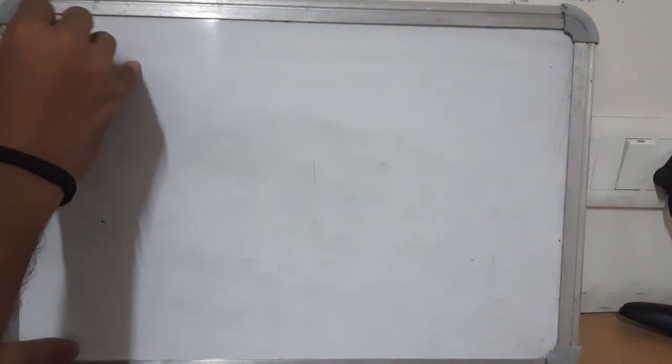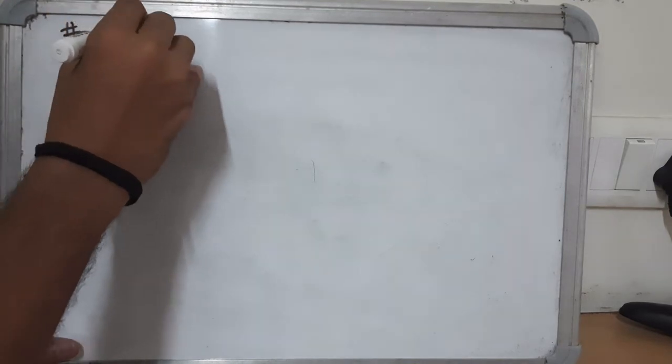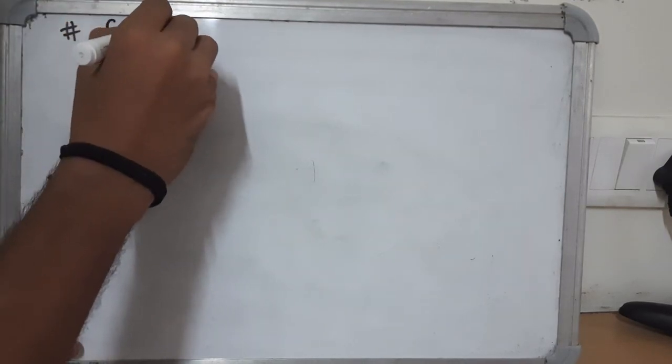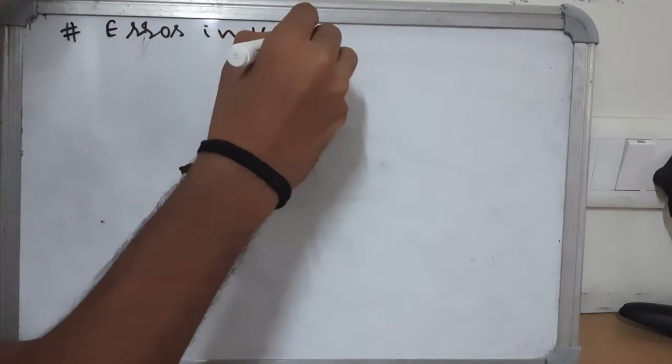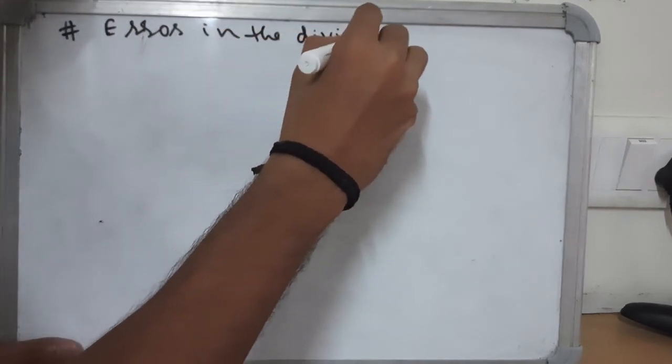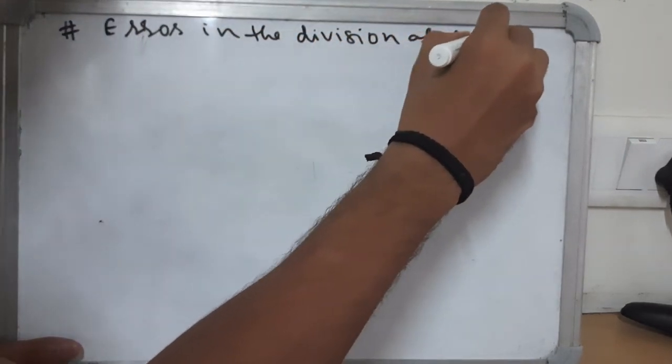Now we will see the error occurring in the division of any two quantities. Error in the division of two quantities.